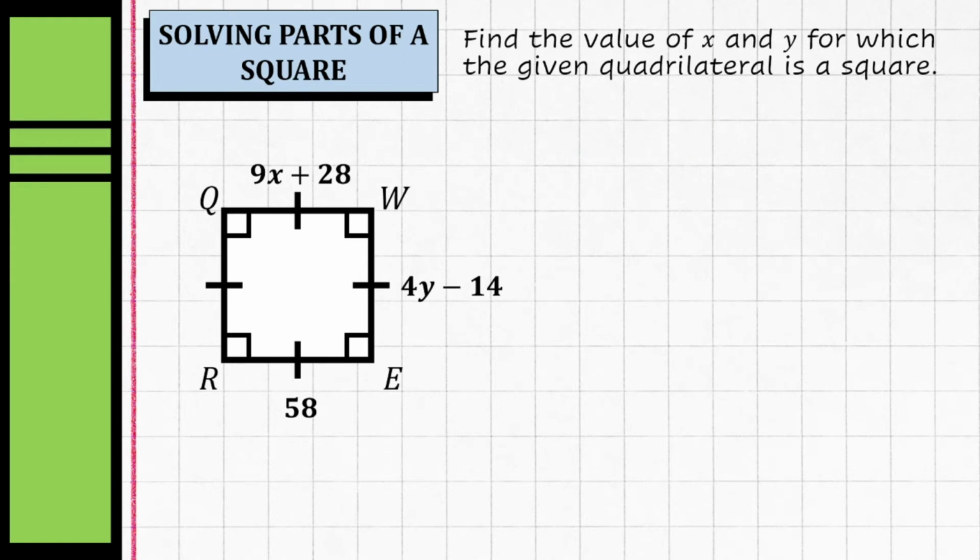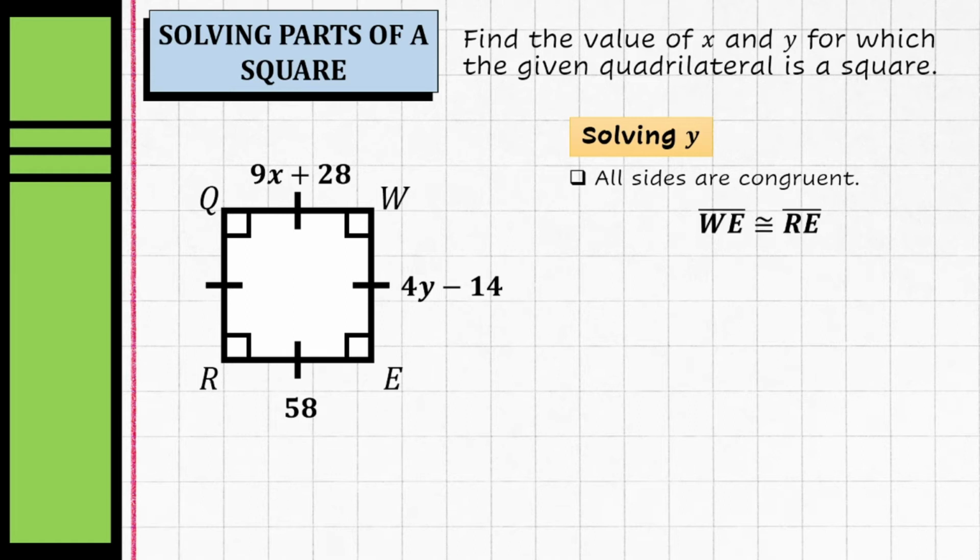Now let's solve for the value of y. We will still use the property that all sides are congruent. So we can say that side WE is congruent to side RE because all sides are congruent. Let's substitute the values of each side. So we have 4y minus 14 is equal to 58.